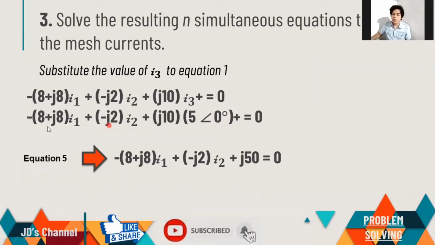And paki-input na lang sa calcu and paki-check class. So, tama ba na tayo magkakaroon ng negative 8 plus J8 I1 plus negative J2 I2 plus J50? Ayan. So, ang ating equation 5 is ito, yung naging result nila.